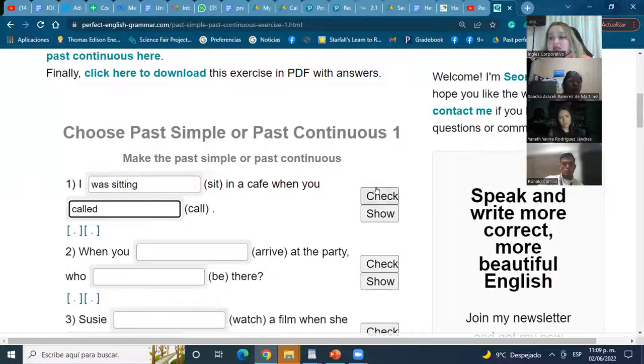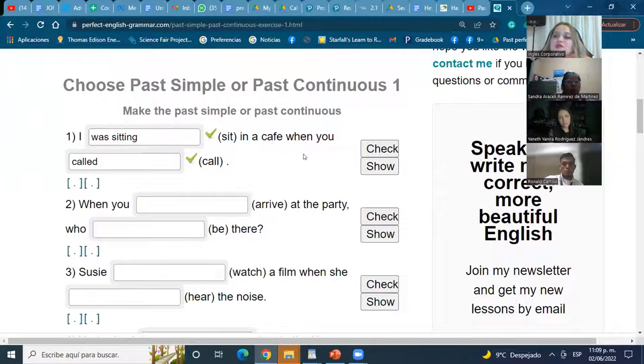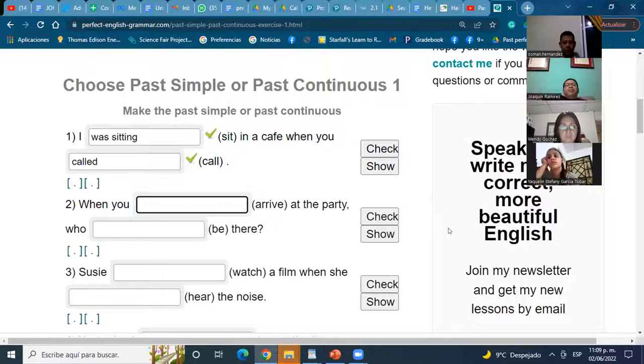And you can check it immediately, okay? One person, if you can, share screen for the others, all right? And you can do it in small groups of three. So we're gonna do this practice before we go to the speaking part of today's lesson. Okay, help me with number two, go ahead. When you arrived? Yeah. Who was there? Who was there when you arrived at the party? Bin. Okay, that is right.